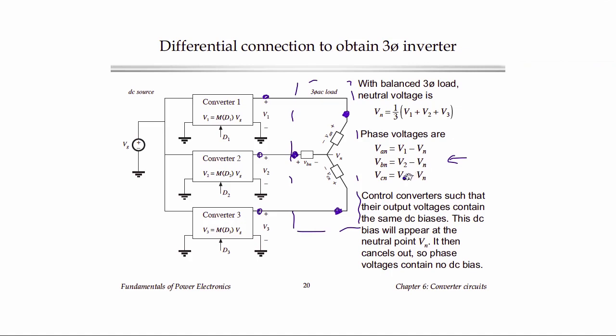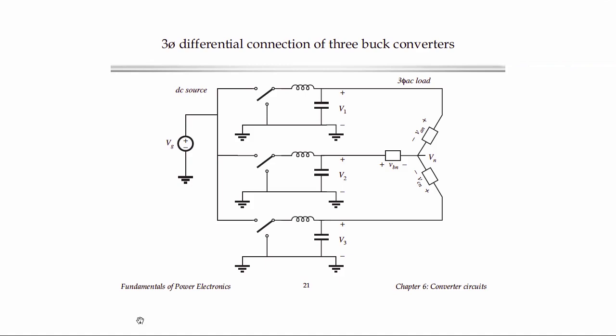So what we do then is we control the duty cycles of the three converters to make the three individual AC output voltages be the desired sinusoids with no offset or no DC bias. So here is that circuit. Here again we have three buck converters with their individual filters.